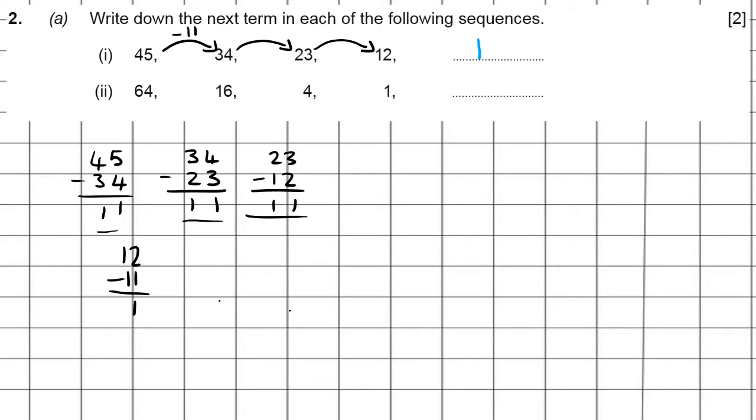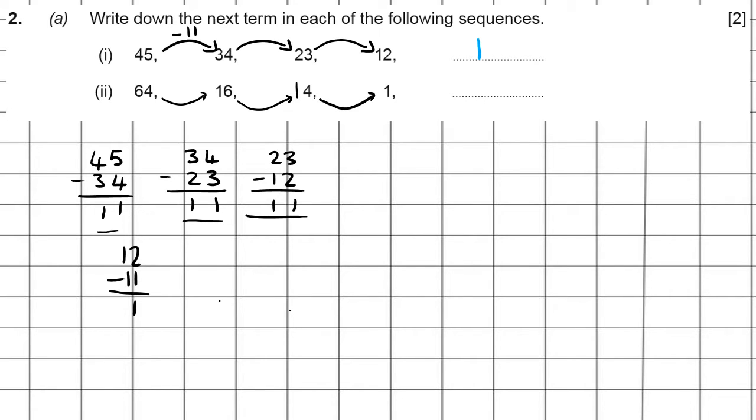Okay, for part 2, we got 64, 16, 4, and 1. Well, if we take away each of them, they won't have the same number. We can't add because they're going down. So it's either times or divide. Well, it's not times, otherwise the number will get larger, so then it's obviously divide. So, how do we get from 64 to 16, 16 to 4, and 4 to 1?